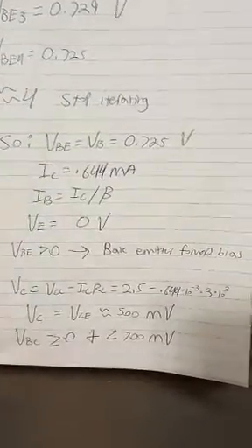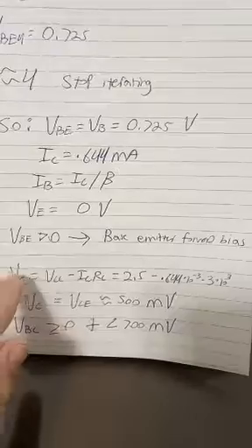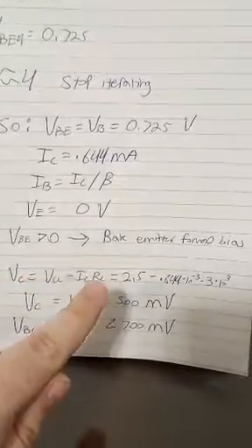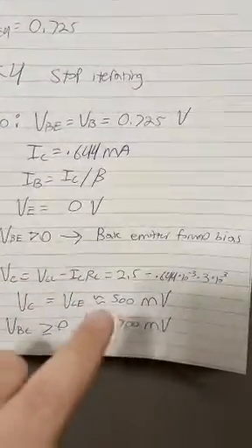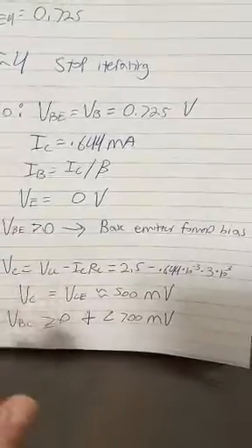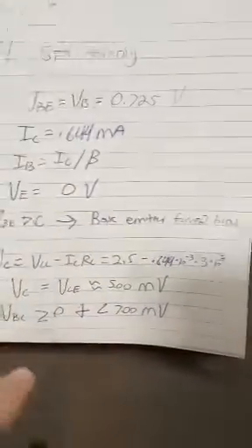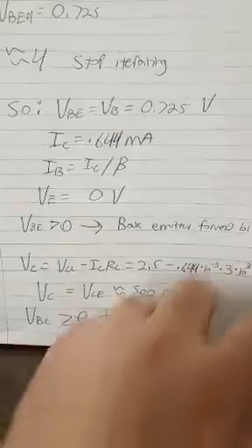VC, collector voltage, is found by VCC minus IC times RC. That comes out to about 500 millivolts. So the collector base junction is also forward biased. So this transistor is not in the active mode. It's actually in soft saturation.